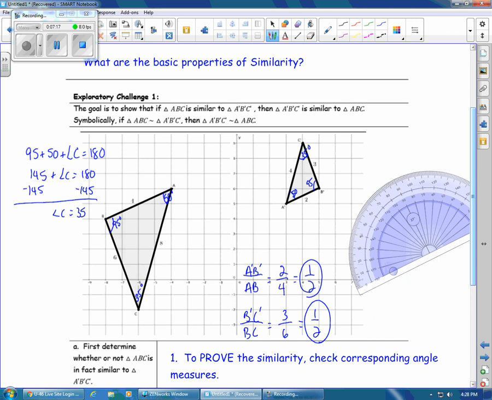And let's do the final side. So C prime A prime is 4, and CA is 8. And again, 4/8 is the same as 1/2. So the proportion is 1/2 on all three sides of my triangle, so I know my triangle is similar.